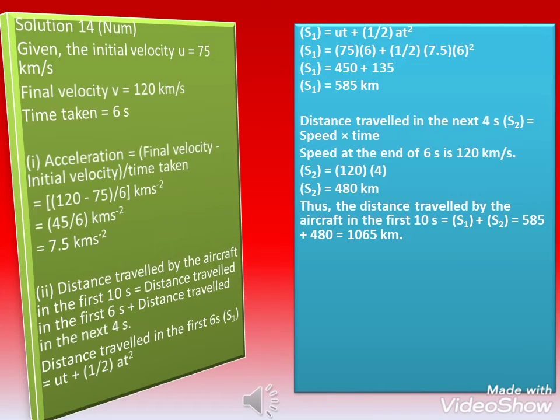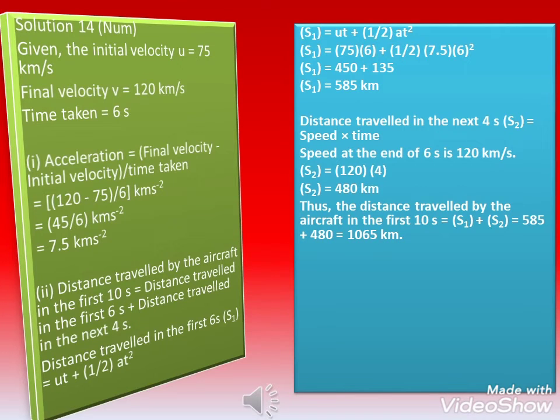Solution. Given the initial velocity u is equal to 75 km per second and final velocity v is equal to 120 km per second and time taken is equal to 6 seconds. Now the solution for the first part, acceleration is equal to final velocity minus initial velocity divided by time. And by substituting the values, we will get acceleration is equal to 7.5 km per second.